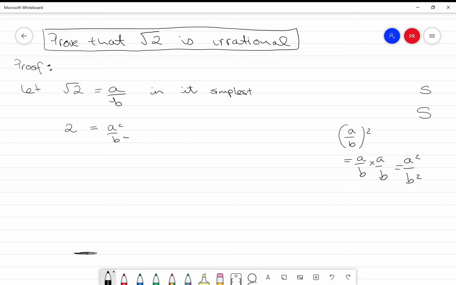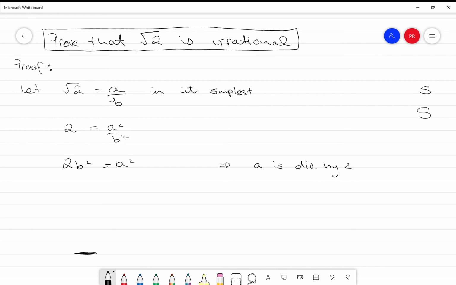Let's move this on. Now we multiply the b across, or basically multiply both sides by b squared. So we get 2b squared is equal to a squared. Now that implies that a is divisible by 2.